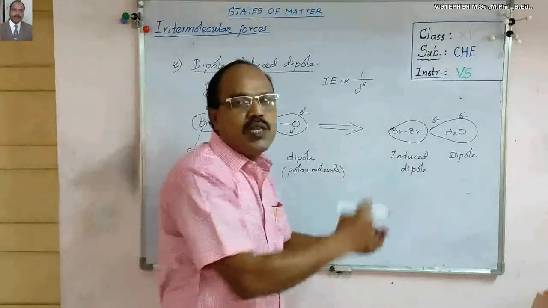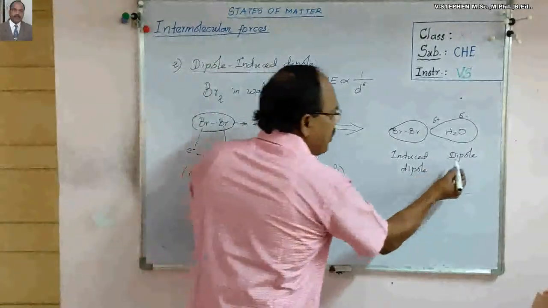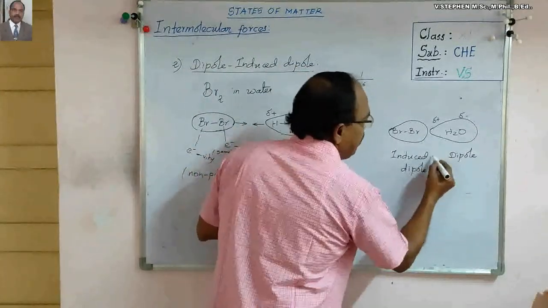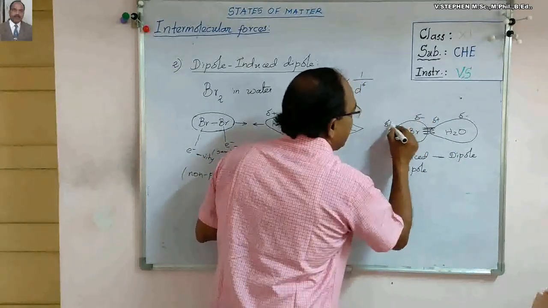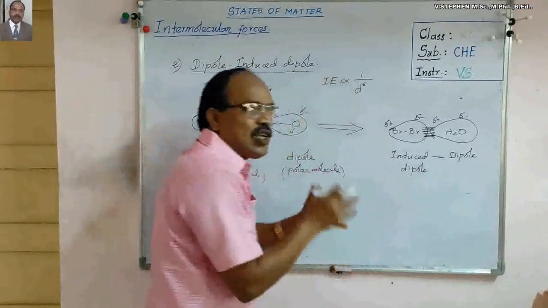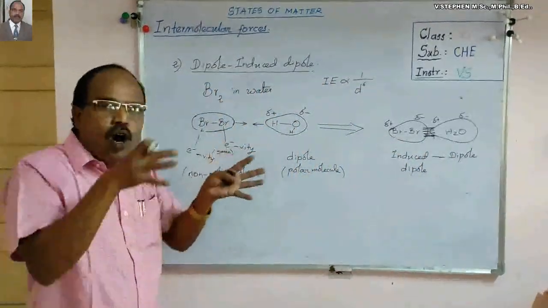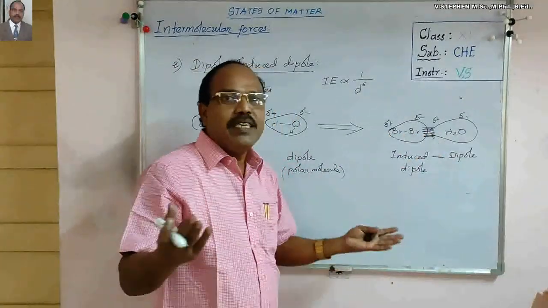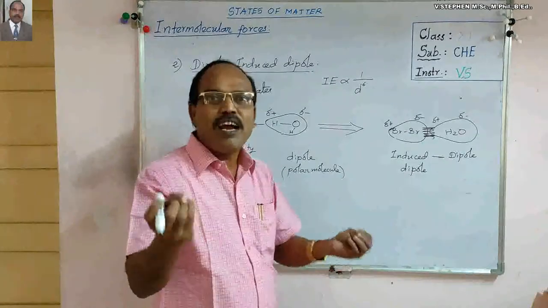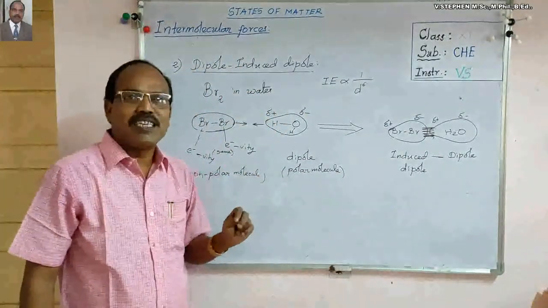Dipole only can induce the dipole on the other molecule which is not having dipole. Okay, so this is induced dipole, and between their interaction, now see, this is delta minus, delta plus. This is on situation. It is not by nature. It is on situation, when they come closer, it takes place, it is attracting. Now see, this theory is very well accounting for why bromine is soluble in water.